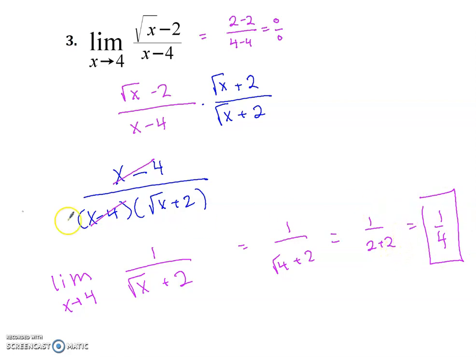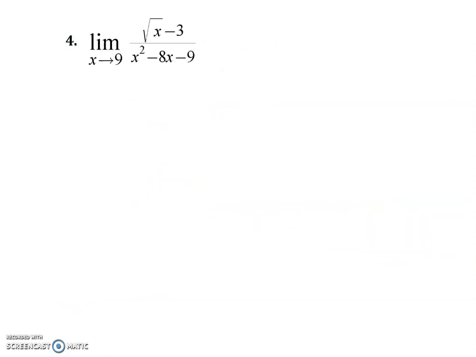So let's do 2 more square root examples. So I have the limit as x approaches 9 of the square root of x minus 3 over x squared minus 8x minus 9. So again, I'm going to plug in 9. That's going to give me square root of 9 is 3 minus 3, so that's going to be 0. Over on the bottom, that's going to give me 81 minus 8 times 9, 72, minus 9, which is also going to be 0. Okay, so 0 over 0.